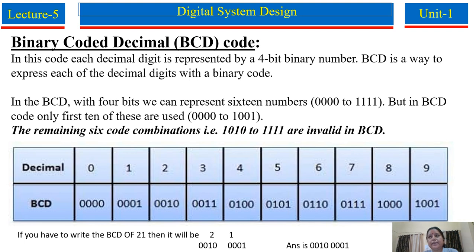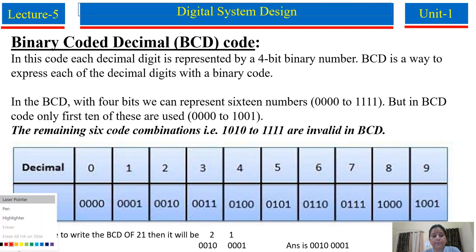So next is the BCD code. BCD is binary coded decimal. The name implies it is the coding of decimal into binary. So you know the decimal number system: its radix is 10, and basic counting starts from 0 and goes up to 9. So the total basic digits in the decimal number system are only 10, 0 to 9.